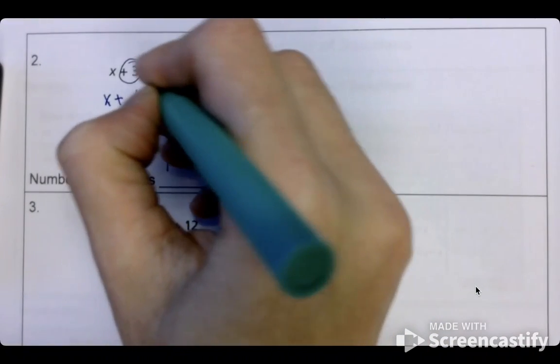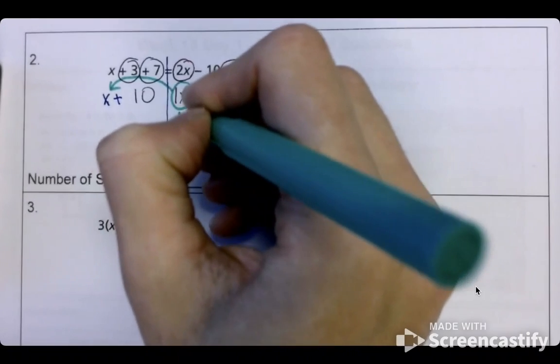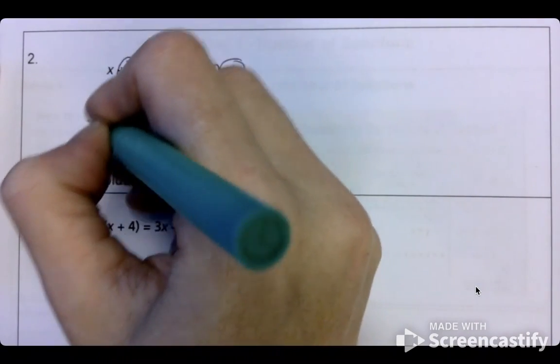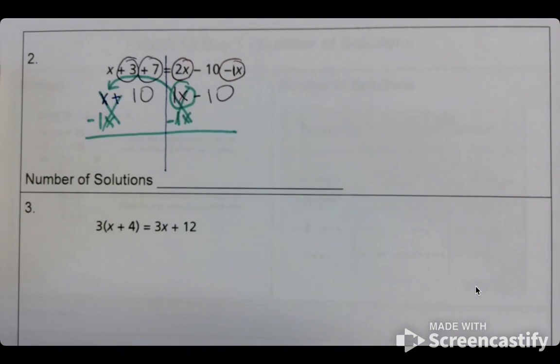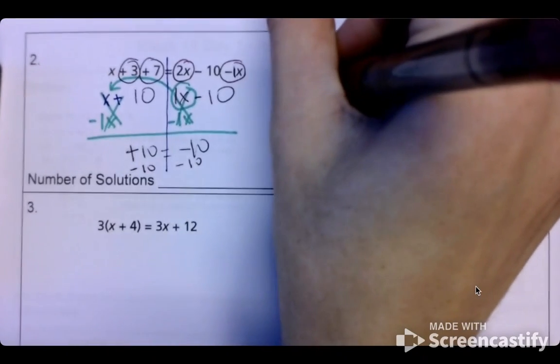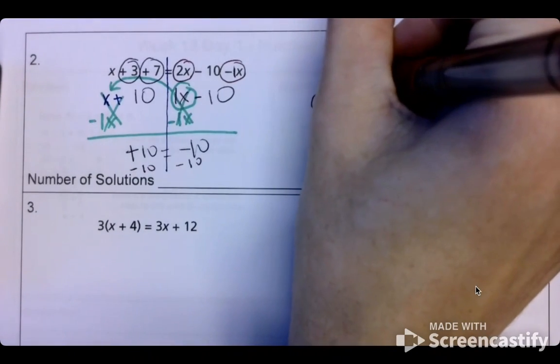We're going to move this over to here, minusing 1x. That's gone. That's actually gone. So I have a positive 10 equals negative 10. We can minus 10 on both sides. So we end up with 0 equals negative 20.